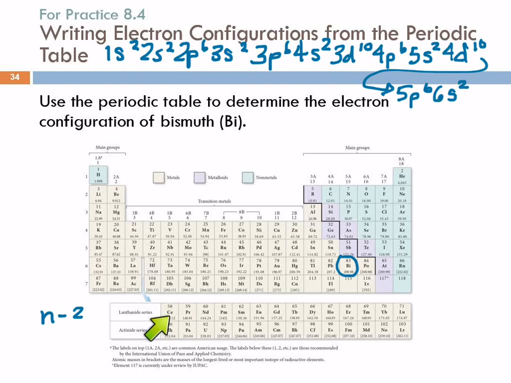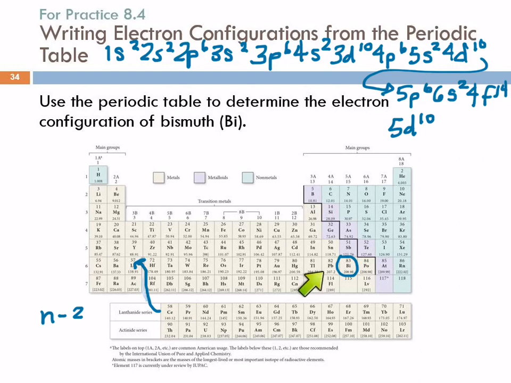So this is coming from right here. So it's in the 6th period. So 6 minus 2 is 4. This is the 4f. This is 5f. So the 4f is filled. That's 4f14. And then we go back up here. We'll pick this guy up and get all of these guys. So that's 5d10.